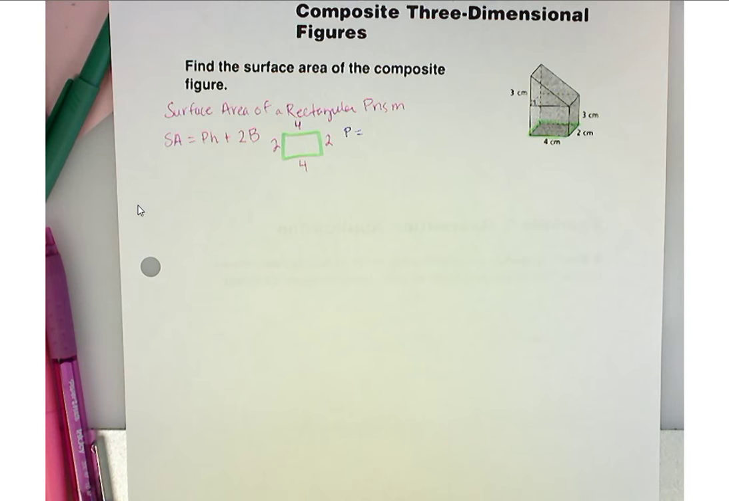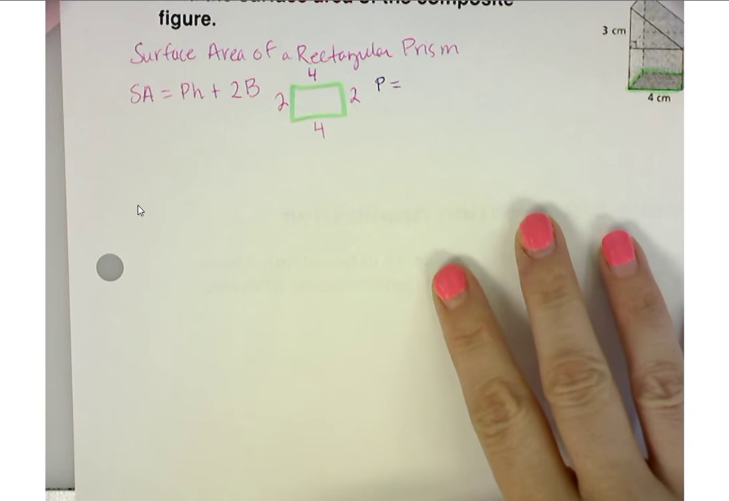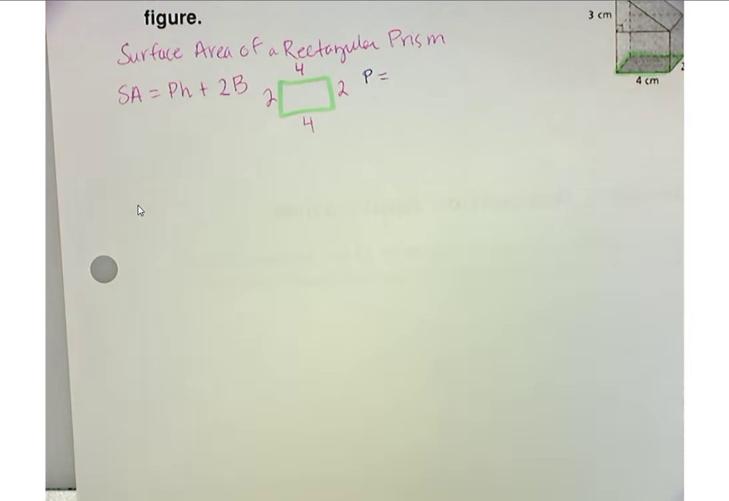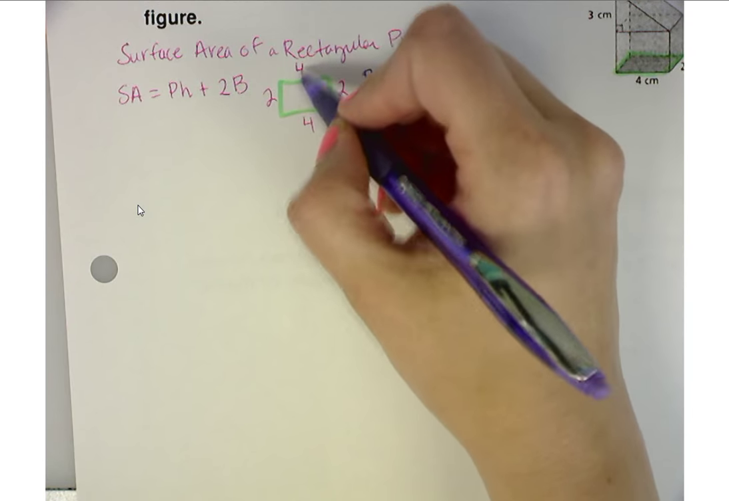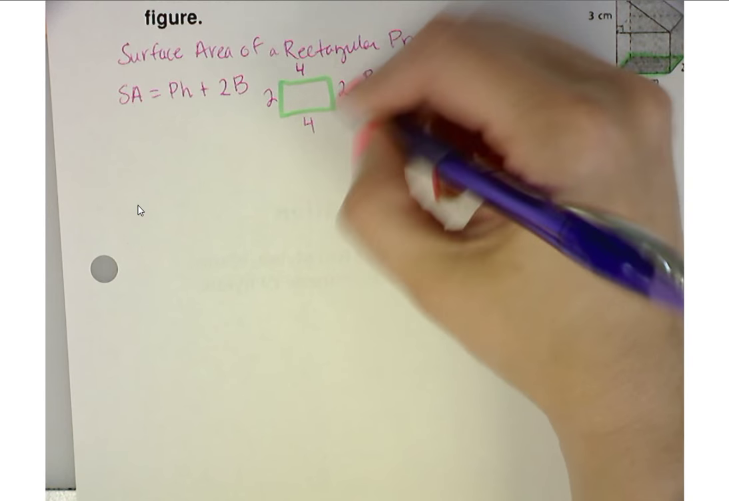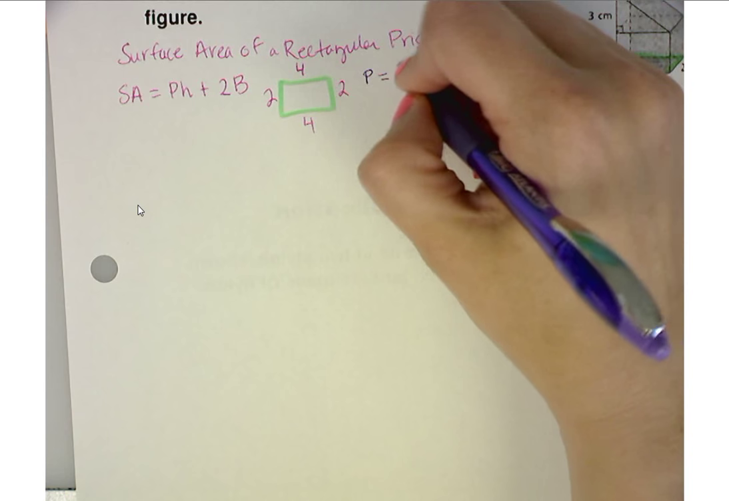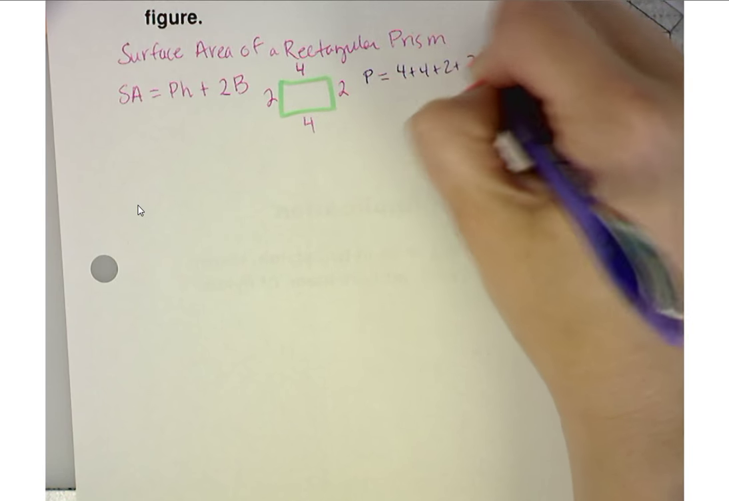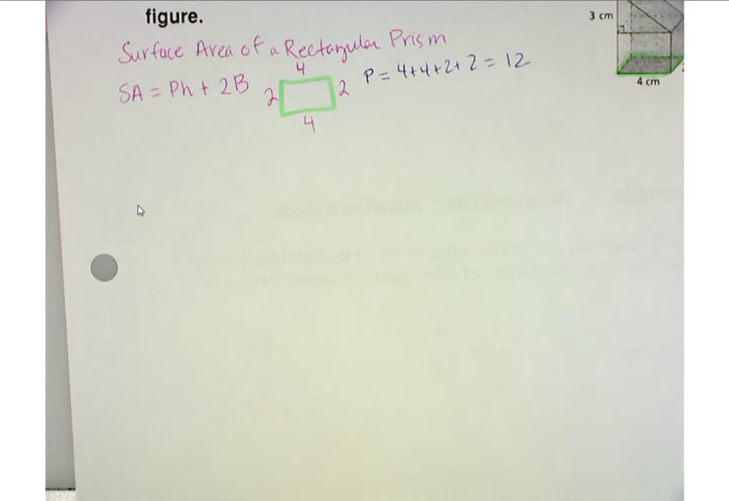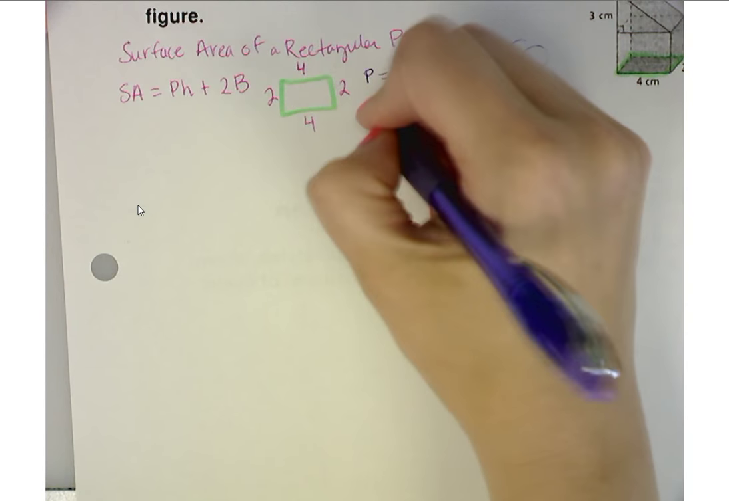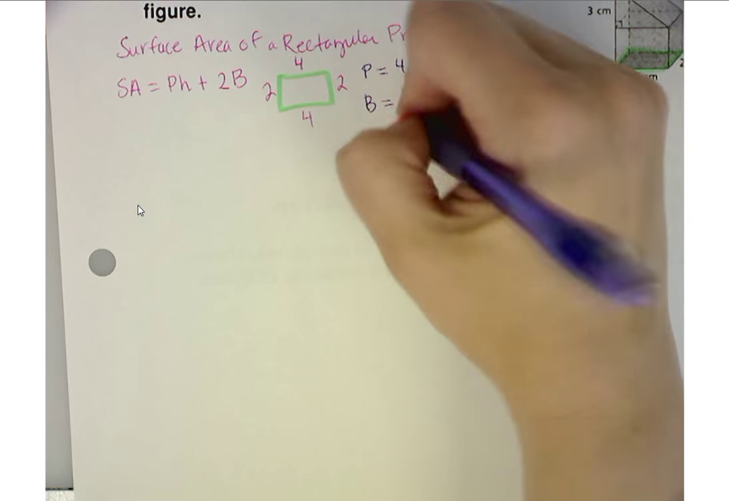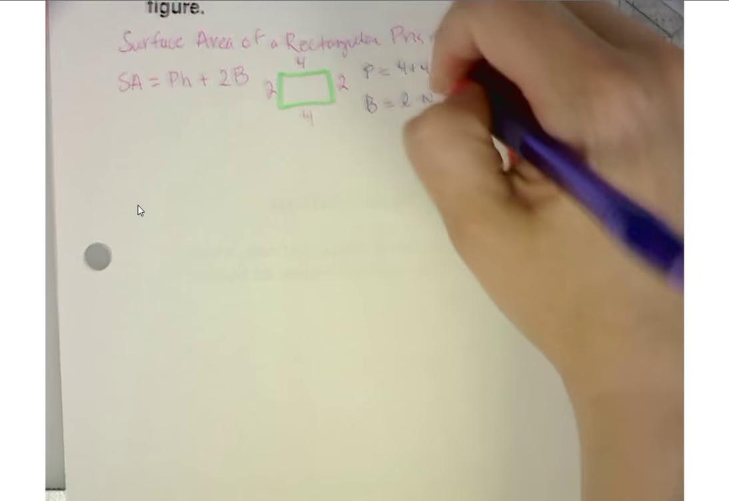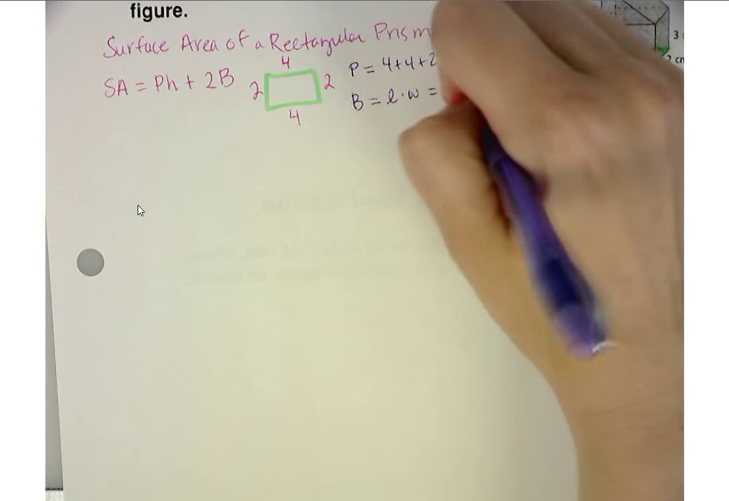Chloe, what's my perimeter going to be for this base? Yeah, so you're going to do 4 plus 2, which is 6, and then 6 plus 6, which is 12. So 4 plus 4 plus 2 plus 2 is 12. And then we're going to do the area of the base. Brandon, how do I find the area of the base? Good. So 4 times 2, which will give you 8.